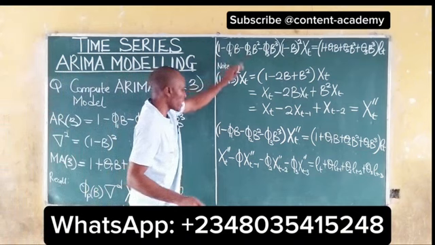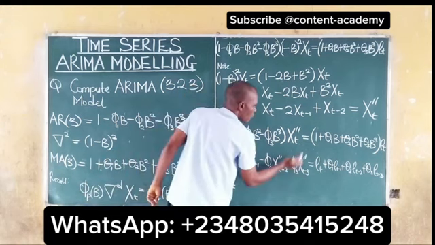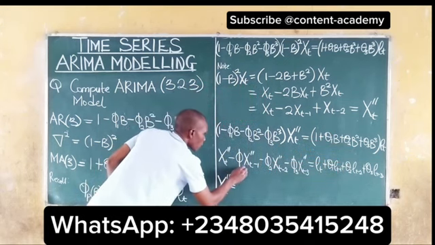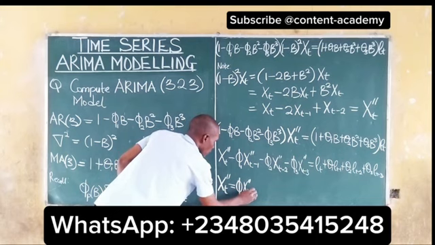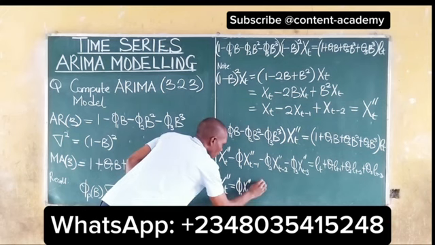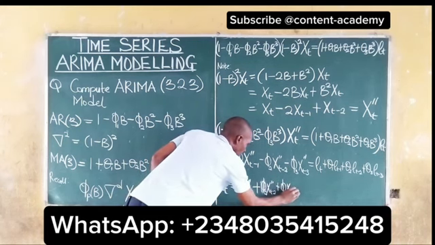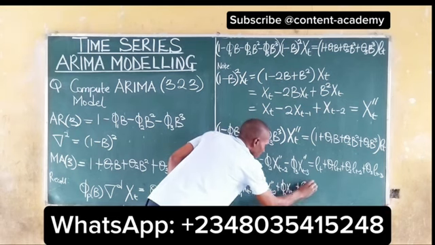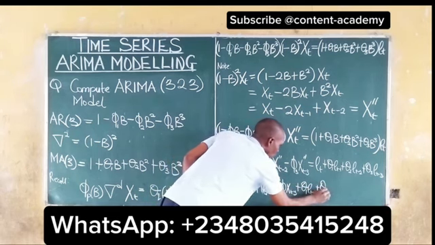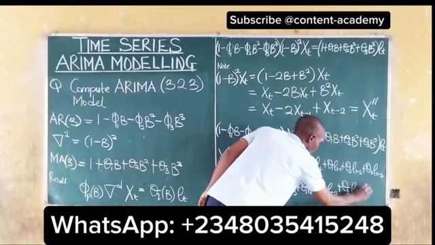Now, we can write our model to be X_t equal to, the whole of this moved over to the other side, phi 1 X_{t-1} plus phi 2 X_{t-2} plus phi 3 X_{t-3} plus theta 1 e_{t-1} plus theta 2 e_{t-2} plus theta 3 e_{t-3} plus e_t.